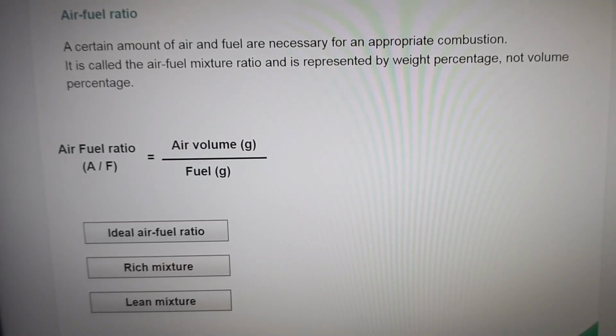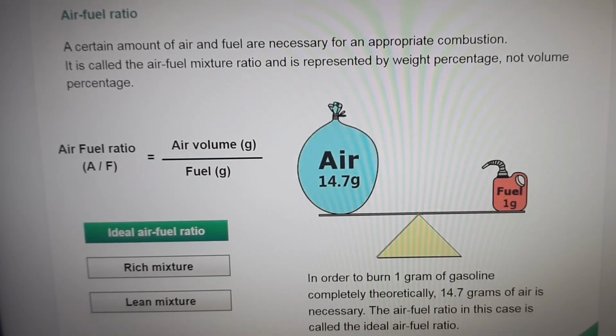A certain ratio of air and fuel is necessary for appropriate combustion. This is called the air-fuel mixture ratio and is represented by weight percentage, not volume percentage. Theoretically, complete combustion of 1 gram of fuel requires 14.7 grams of air, in which case the air-fuel ratio is referred to as the ideal air-fuel ratio.